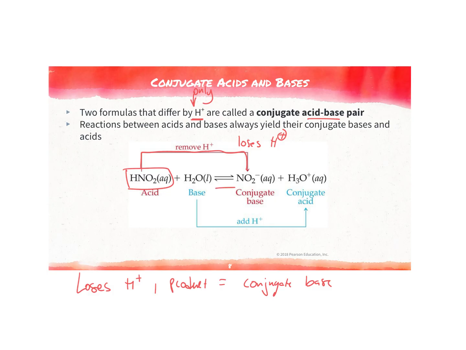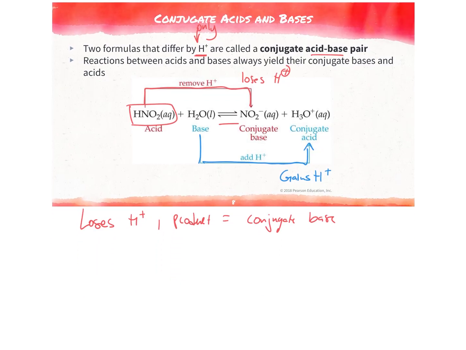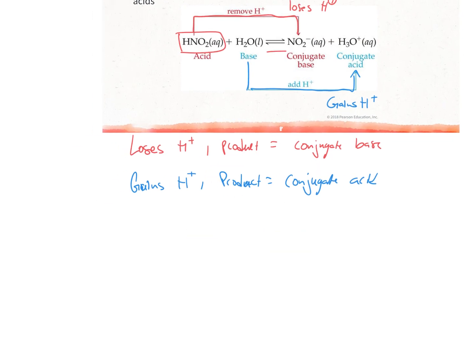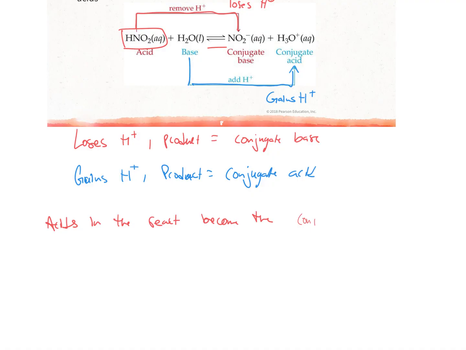And then if we look here, our original base, water, gains H+ to become H3O+. So whatever gains H+, the product of that is the conjugate acid. I'm going to write here again: acids in the reactant become the conjugate base in the product.